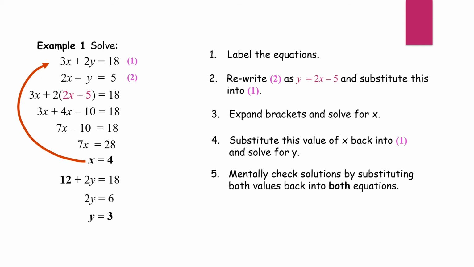And then we're going to check our solutions by substituting both values back into both equations. So we're going to get 12 plus 6 equals 18, and that's correct. We're going to get 8 take away 3 equals 5, that's also correct. And then we're going to finally write down our solution, x equals 4 and y equals 3.